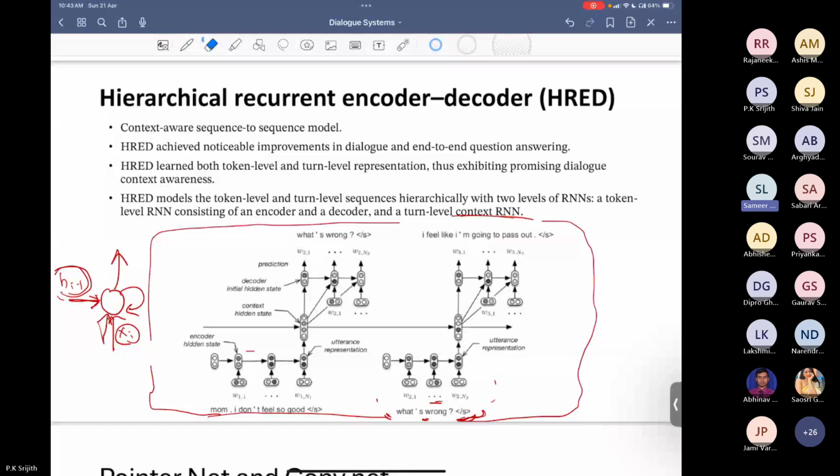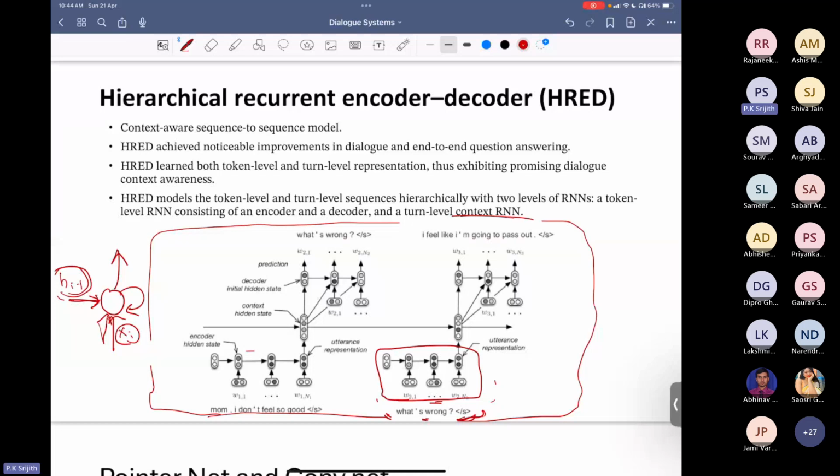Sir, in this, the right part is the token level RNN, right? And the left vertical part is the turn level context. Is that right, sir? You mean bottom? It is not divided into right and left. So there is one bottom and upper layer RNN here.